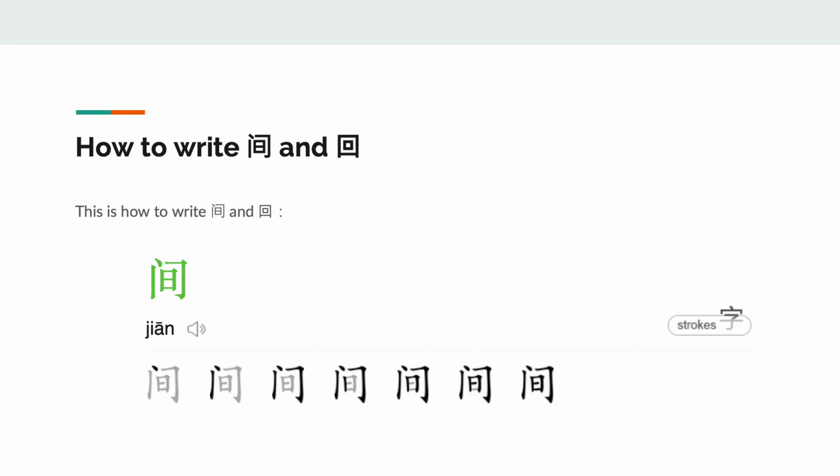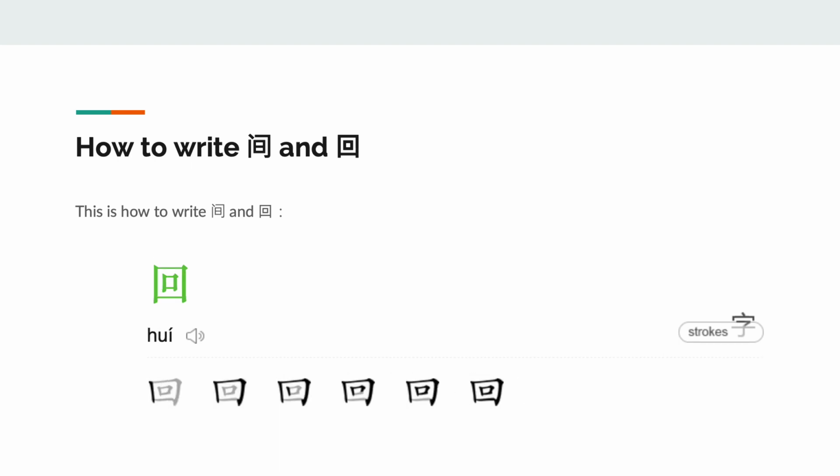Let's look at how to write 间 and 回. They have enclosures or outside boxes or frames. 间 means room or space, and you can clearly see it has an outside box or frame, which we call enclosure. Next, 回 means to return, and you can see it also has a frame. When you have enclosures, write the outside before the inside, with the contents after, and with the bottom horizontal stroke last.